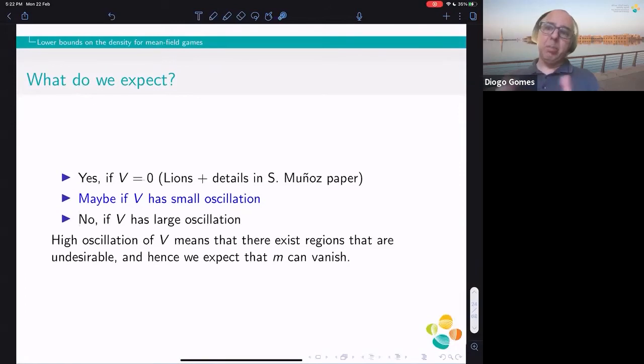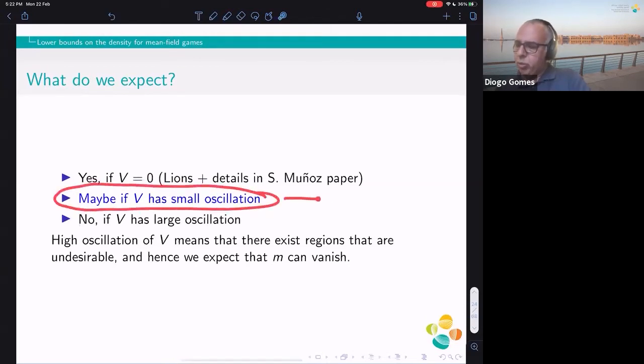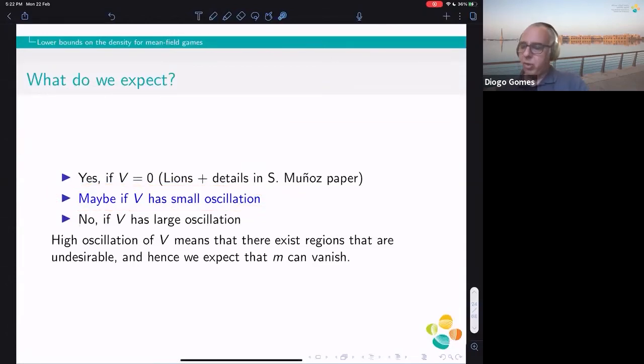Now, what do we expect in terms of lower bounds for m? And the answer is, well, yes, we have lower bounds for m if V is zero. And this is what we want to address. And actually the answer is yes, but these bounds are false if V has large oscillation.